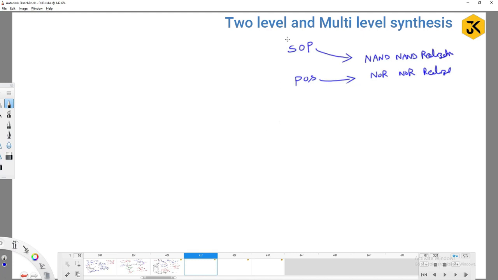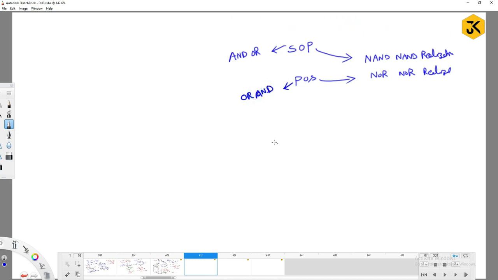Why? If it is in the form of sum of products, we can easily implement it with the help of AND-OR gates. If it is in the form of product of sums, we can easily implement it with the help of OR-AND gates, right? For example, take AB plus CD as a Boolean function or Boolean expression. It is in the form of sum of products, right?